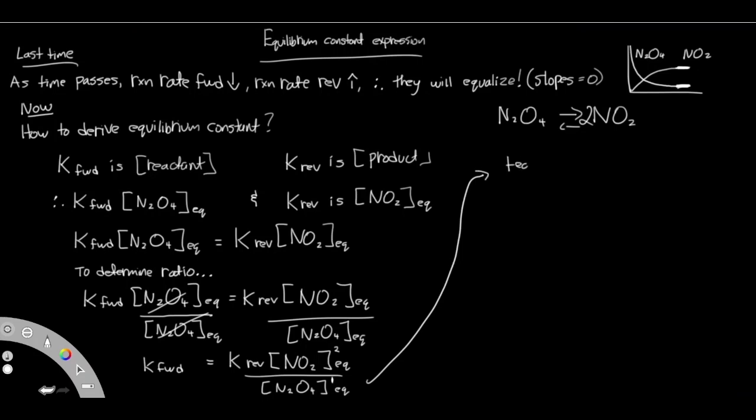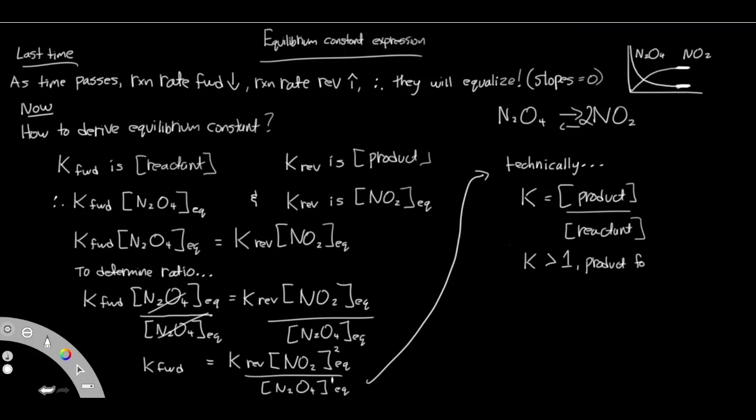So technically, our K is equal to our concentration of the product divided by the concentration of the reactant. Now I do want to preface here that if K is greater than 1, the equation is going to favor the product side, so the product formation is favored. If K is less than 1, reactant formation is favored.